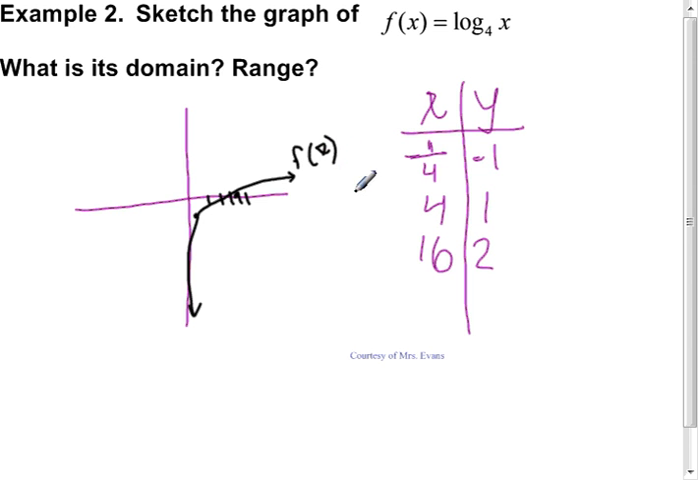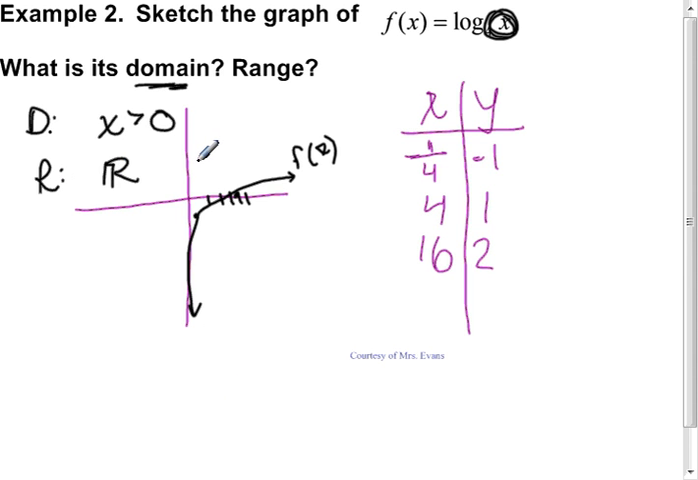Now, something that you should remember about the domain of logs is the argument, or the inside part, must be greater than 0. Okay? So it can't equal 0. There's a vertical asymptote there, so it should never cross the y-axis. And then the range goes from negative infinity to positive infinity, so we call that all real numbers.